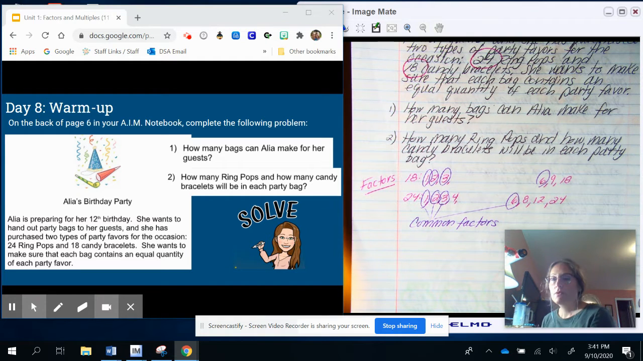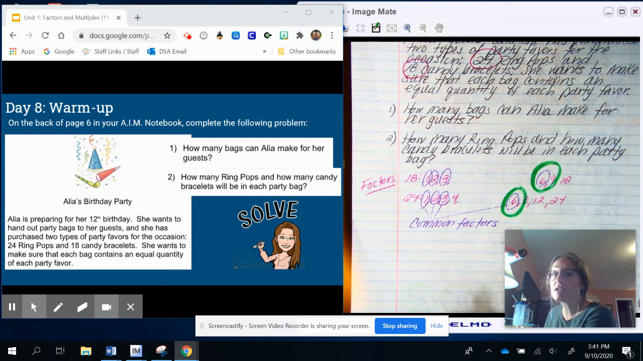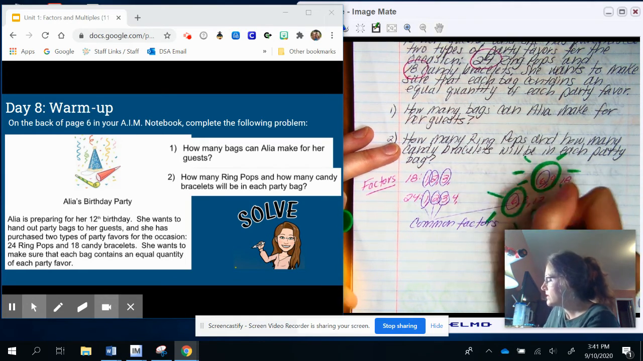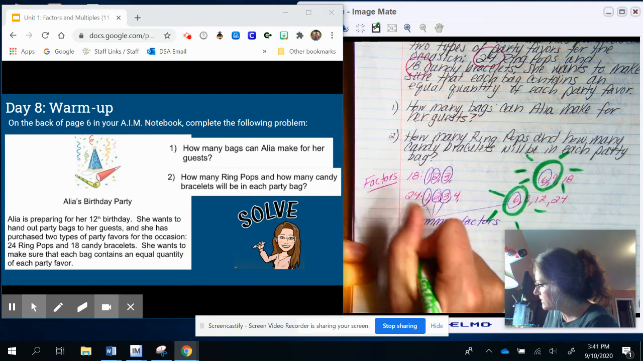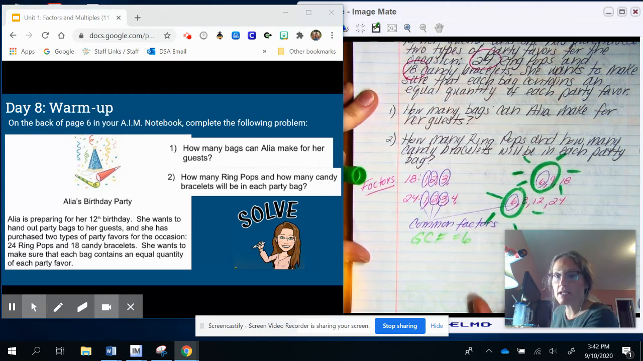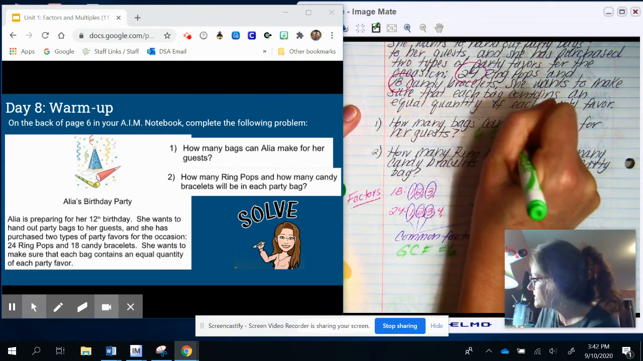But we want to know the most amount of bags Alia can make for her birthday party. So we want the greatest of the common factors. That's what we're looking for now. So this is the number. This is the largest amount of bags she can make and still be fair with the candy. So your GCF equals 6. Greatest common factor equals 6. So how many bags can Alia make? The most she can make is 6 bags.